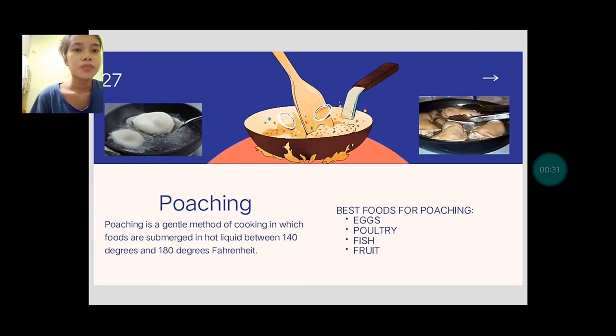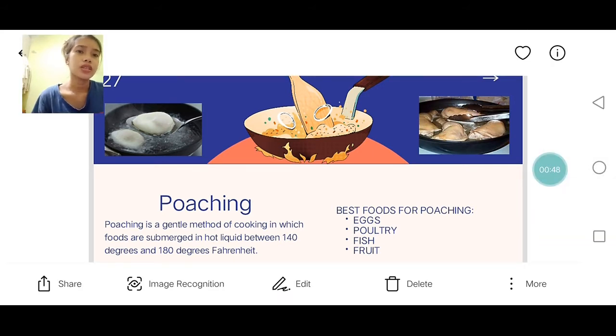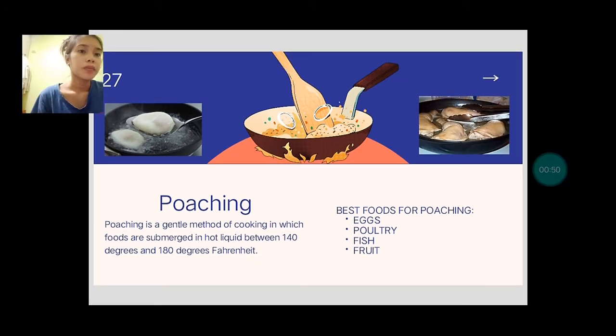Okay, let's talk about poaching. What is poaching? Poaching is a gentle method of cooking in which foods are submerged in hot liquid between 140 degrees and 180 degrees Fahrenheit. What are the foods that are best for poaching? For example, eggs, poultry, fish, and fruits are some of the best examples for poaching.